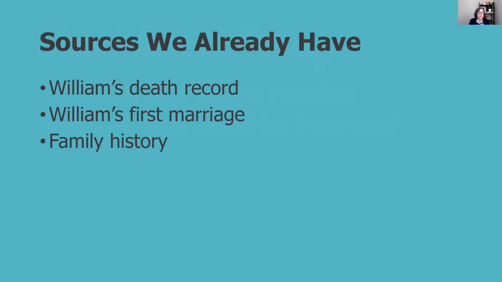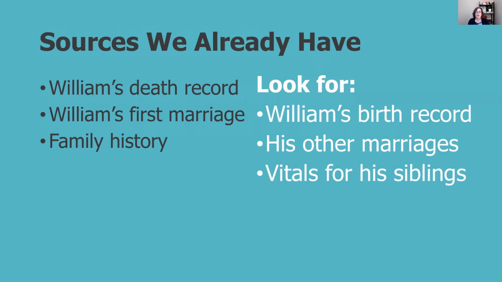So, thinking about those sources that we already have. Well, I already have William's death record, the record of his first marriage, and we have that family history. Noting what is missing. Okay, I don't yet have William's birth record. That would be a really good thing to find if I'm trying to find William's mother's maiden name. Again, we need to think about those records for his other marriages and those vital records for his siblings. Those are the things that are missing.